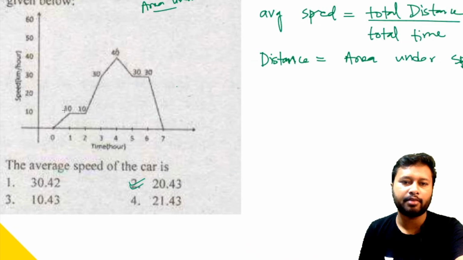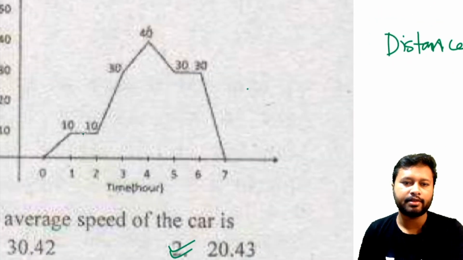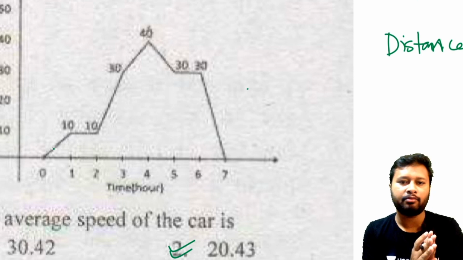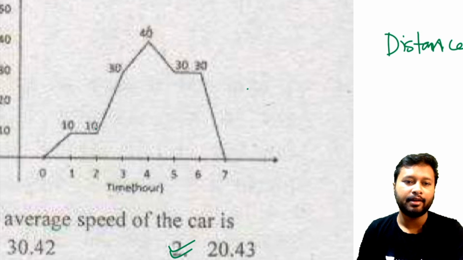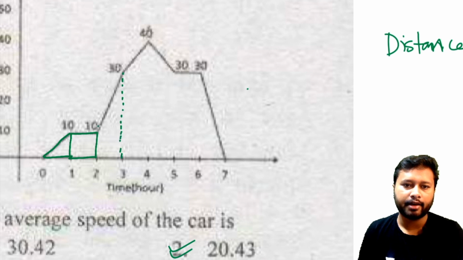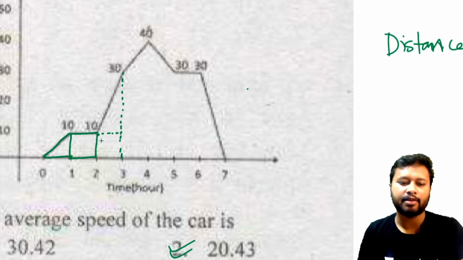So now let's try to do it. I'll just zoom this up a little bit. What you can do to do this is divide this whole figure into squares, rectangles and triangles. If you join this line, this whole thing becomes a triangle, right? Similarly, if you join this, it becomes a rectangle. Then if you join a line like this, and then like this, this becomes a rectangle and a triangle. Or you can consider this whole thing as a trapezium as well.